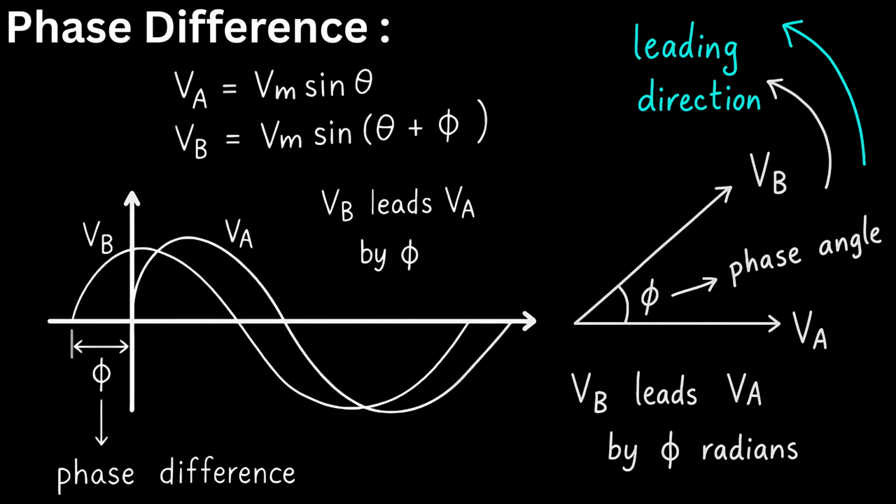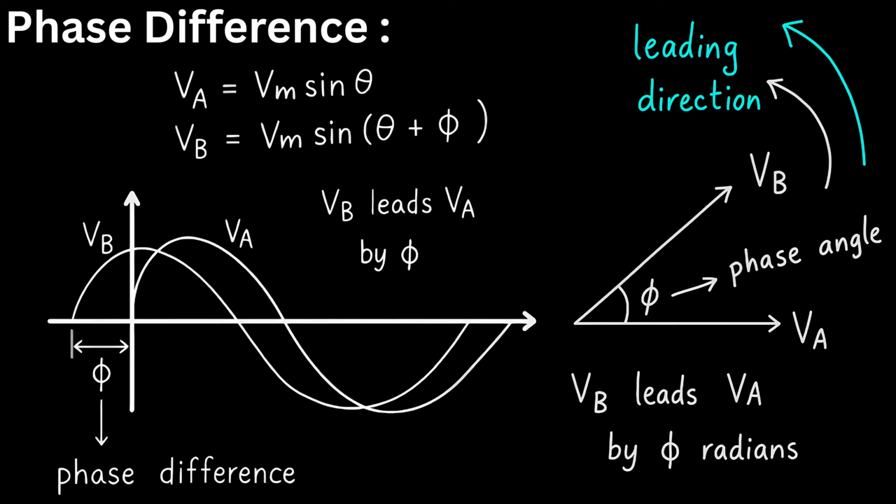It might look abstract, but it's a wonderfully simple tool. A phasor is basically a rotating arrow. That's it. It contains two key pieces of information about a wave. First, the length of the arrow tells you the wave's amplitude, VM. Second, the direction the arrow is pointing tells you the wave's phase angle, its position in the cycle.